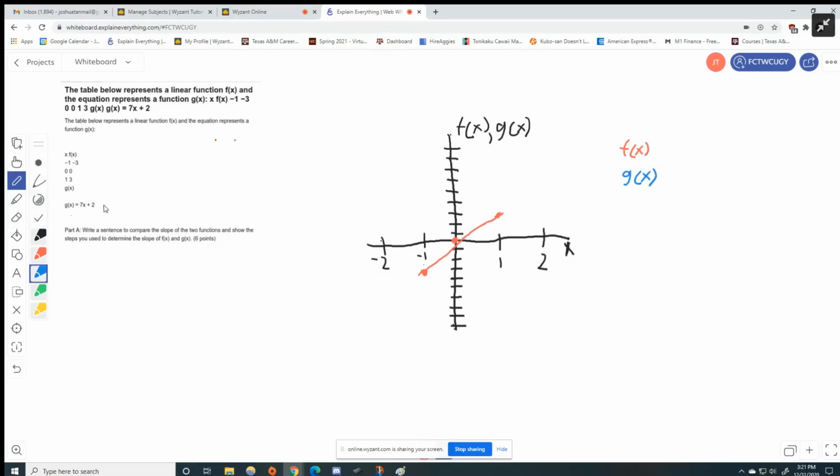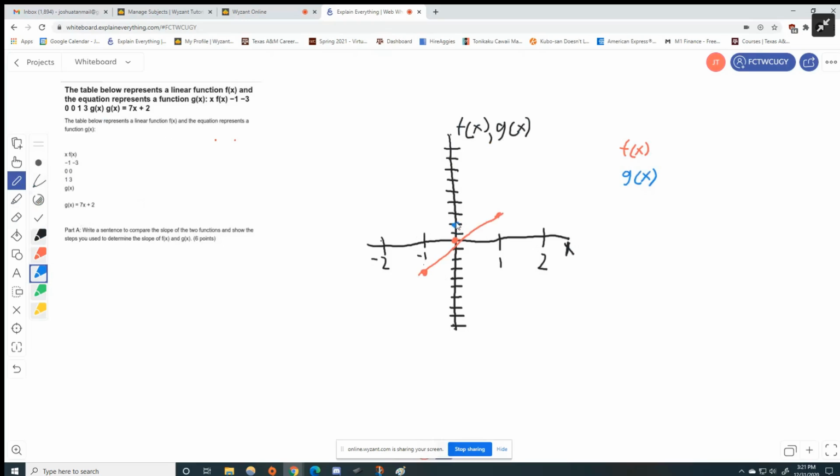For g of x, it gives you an equation. Every time you see something like this, where it's a number times x plus another number, instantly you can find this to be, since this is 2, you can go up 2 from the center, and we can draw this as a line, or as a point. And from this, we know 7x means there is a slope of 7. So every time you go across 1 in x, it's going to have to go up 7.